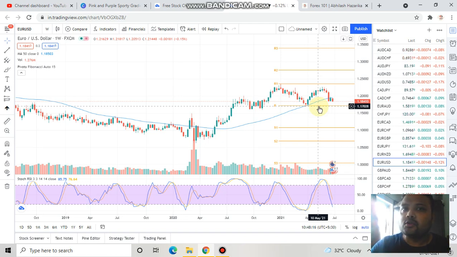In case there is a huge sell off tomorrow also, then market may take support at the price level, but right now that support level is not that important for us. Let's jump to the 4-hour chart and see what should be a strategy.